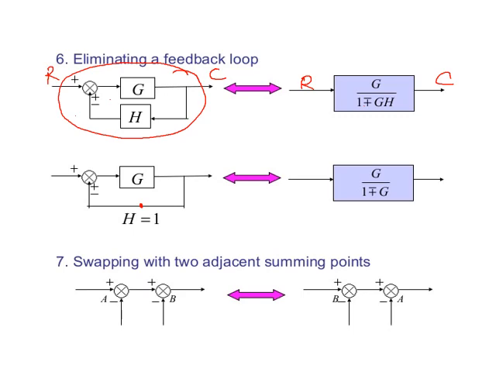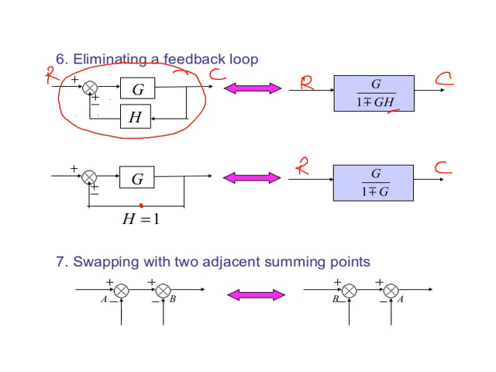Okay, so look at this. Simply we have substituted H equal to 1. So the resultant is G upon 1 plus or minus G. Okay, same. So this is called eliminating the feedback loop. So in block diagram reduction, suppose such a type of block is there, you can directly apply elimination of feedback loop and replace this block with a single block with the resultant.